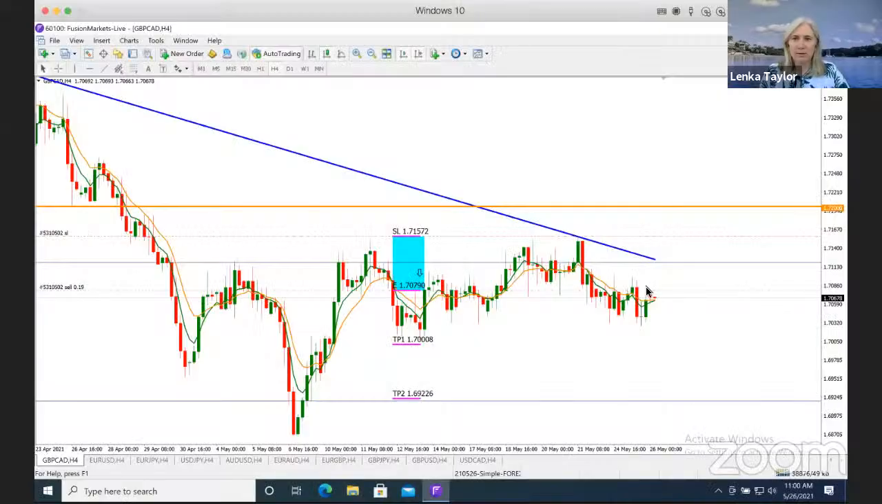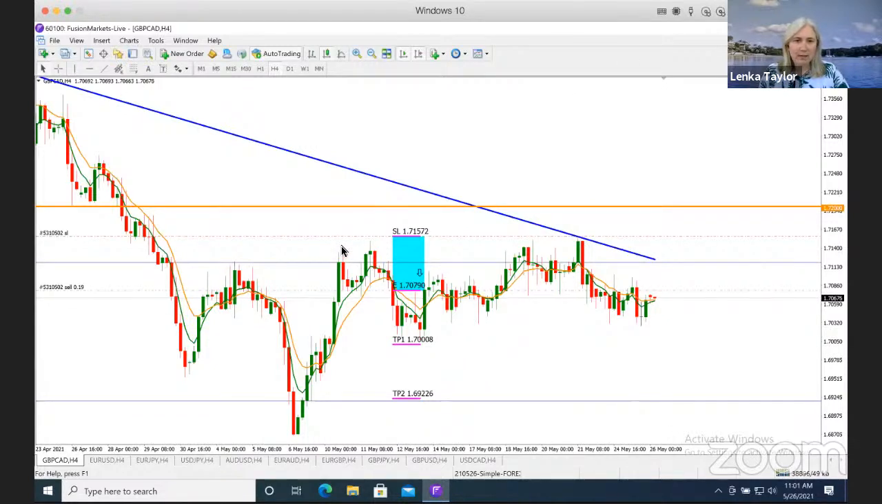I'm going to share my chart and go through some of my trades on the 4-hour time frame. So let me share the screen. Here we go. So what have we got here? First I'm going to start looking at Gbp Cad.